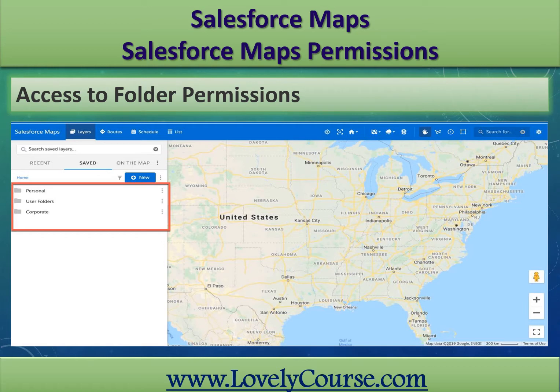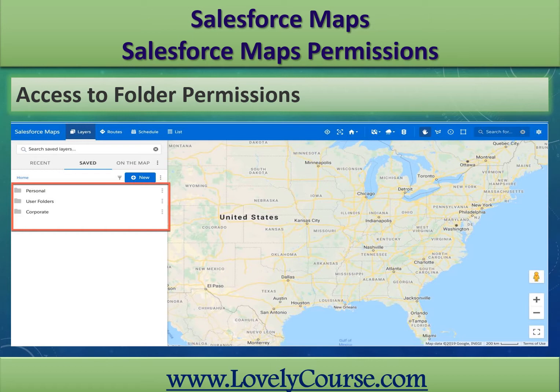Access to folder permissions. Once you have completed assigning features and actions to users through permission groups, you are now ready to configure another level of access by setting up folder permissions. Folders are located in the Salesforce Maps user interface. Users can have access to all folders or specific folders based on folder permissions allocated to them. Understanding the importance of each folder level helps you determine the best way to organize folders in your environment.